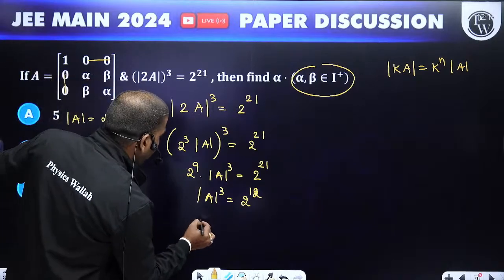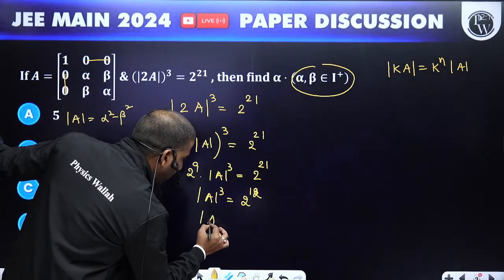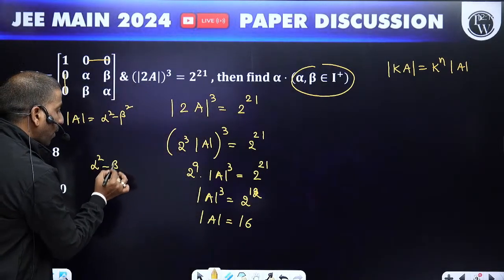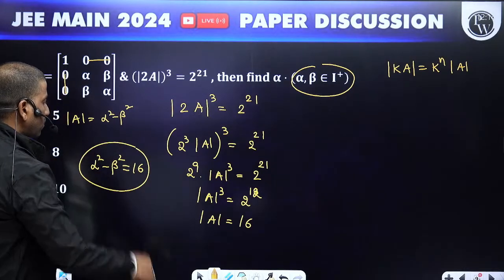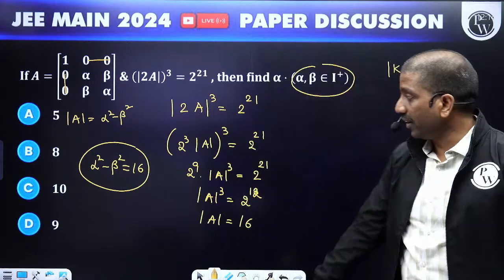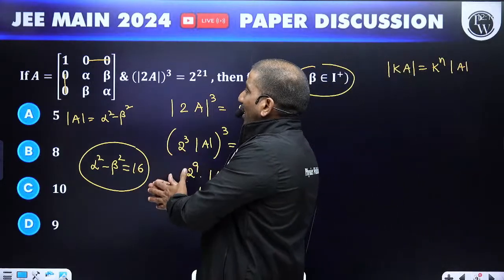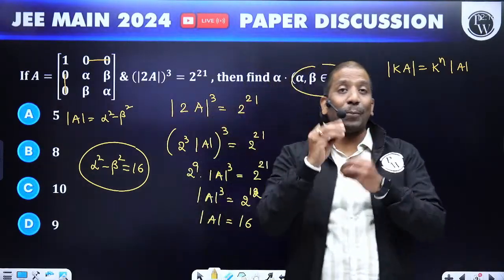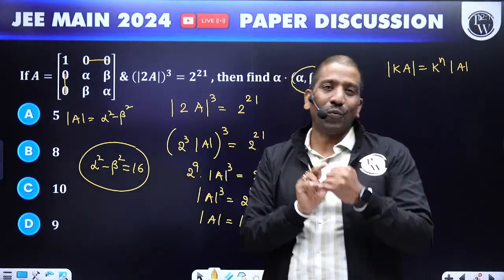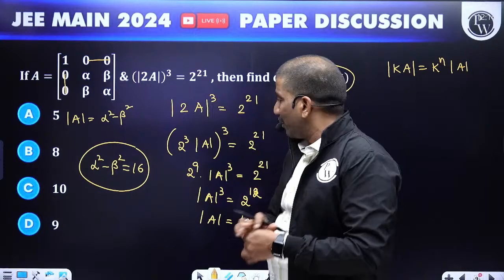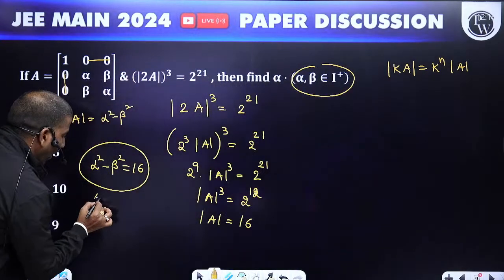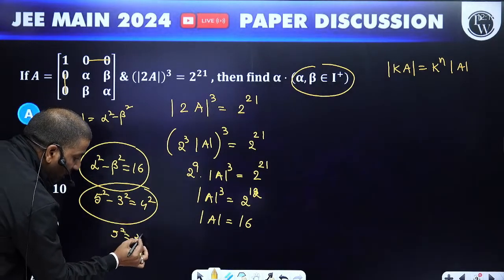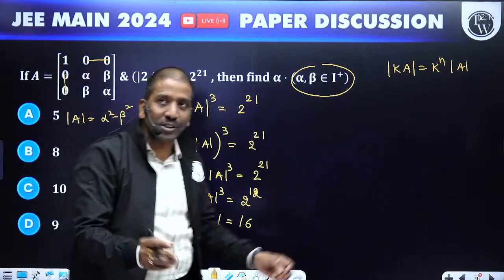Yes. Now what you would get? Determinant of A is equal to 2 power 4, that is 16. Then what we have? Alpha square minus beta square is equal to 16. Right? Because these are integers, we always get a Pythagorean triplet. Always we play with 3, 4, 5 and 5, 12, 13. Correct? So this is 16. What you will get? 5 square minus 3 square is equal to 4 square, right? So 5 square is equal to 3 square plus 4 square. Always we play with this triplet. Correct?